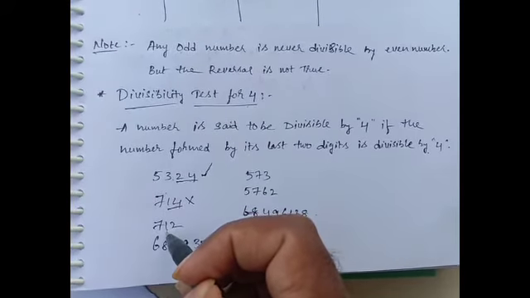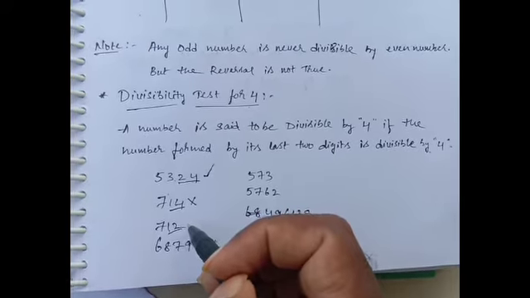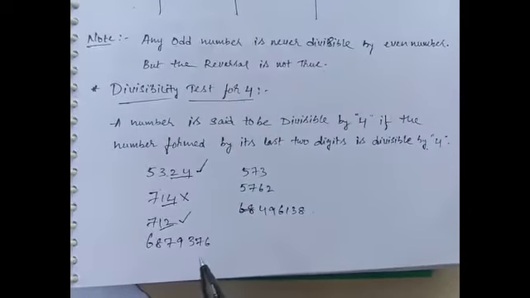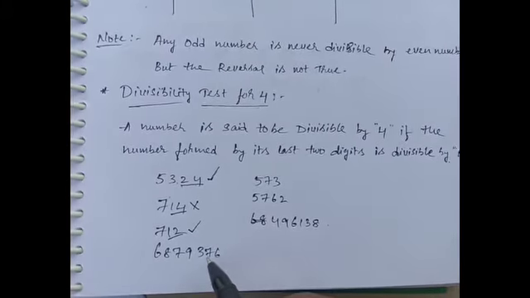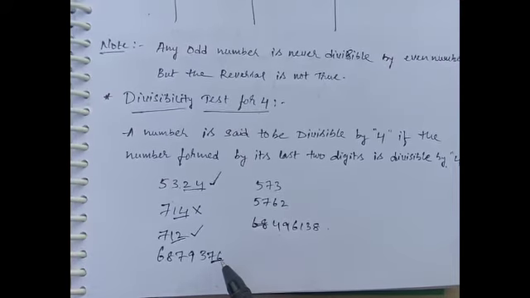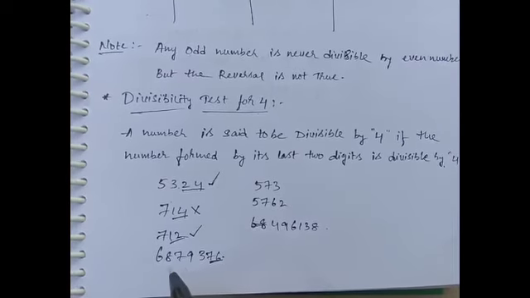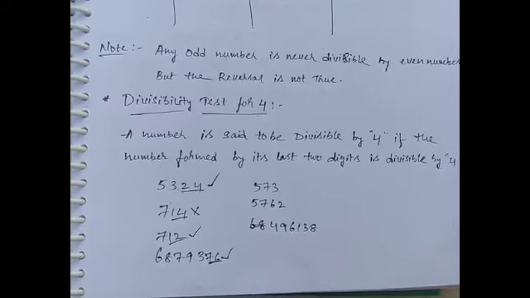The next number is 712, and 12 is divisible by 4, and we can say that the number 712 is divisible by 4. Now let's take a big number, 6879376. In this number the last two digits are 76, and 76 is divisible by 4. So we can say the whole number 6879376 is divisible by 4.